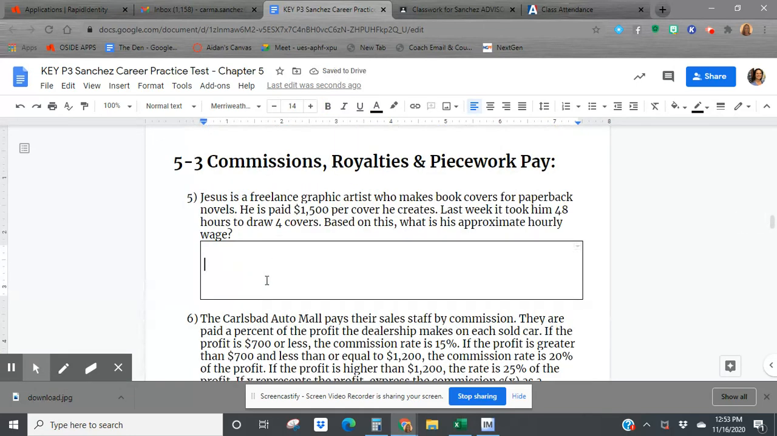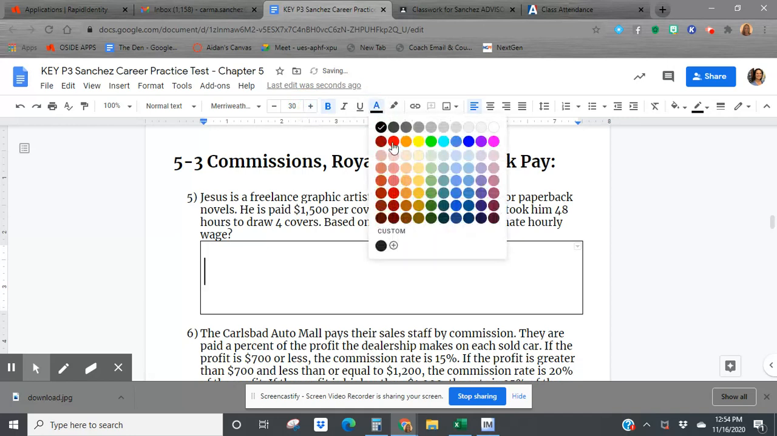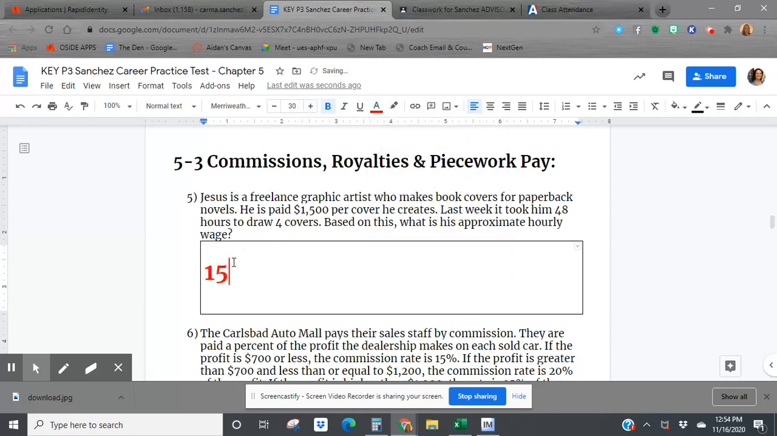All right, now we're going on into commissions, royalties, and piecework pay. So Jesus is a freelance graphic artist, and he's paid by cover of the book that he creates. So first, let's see how much he made. It's $1,500 per cover, and he did 4 covers. So that shows that he made $6,000.